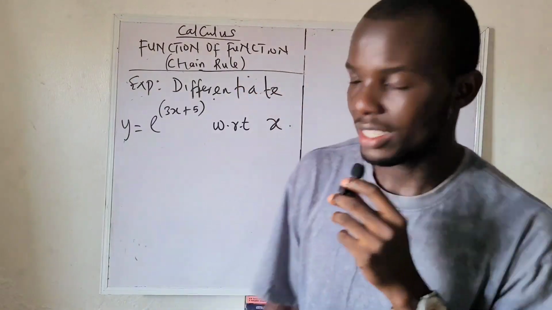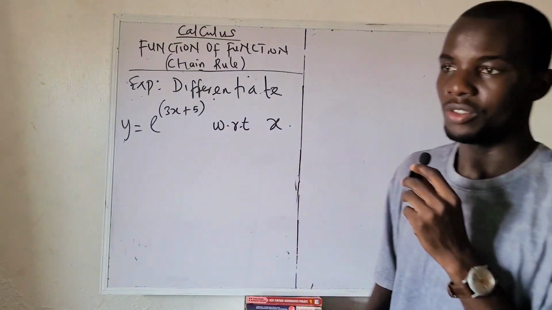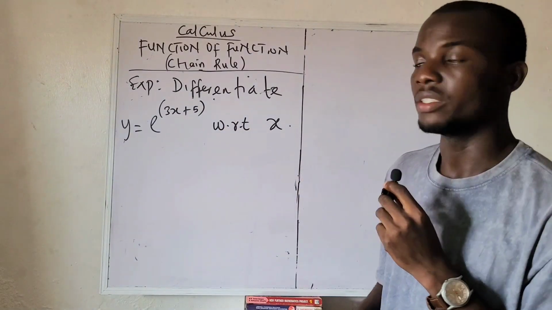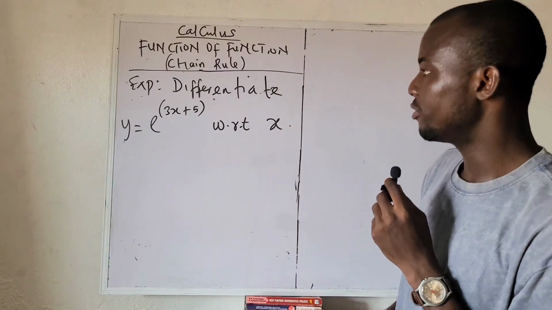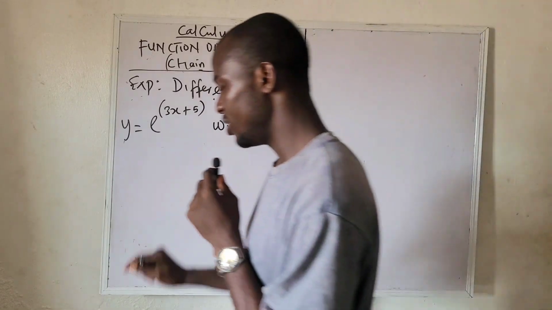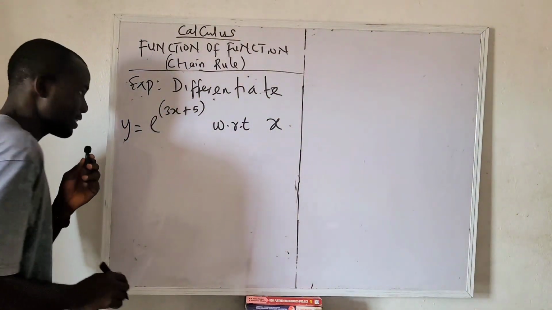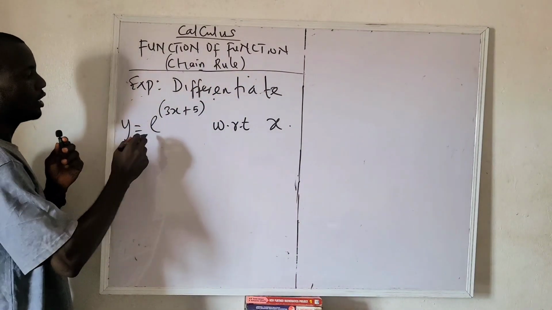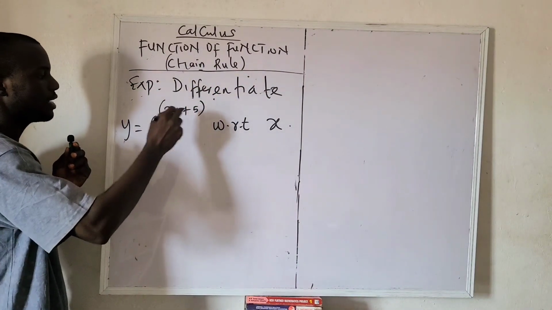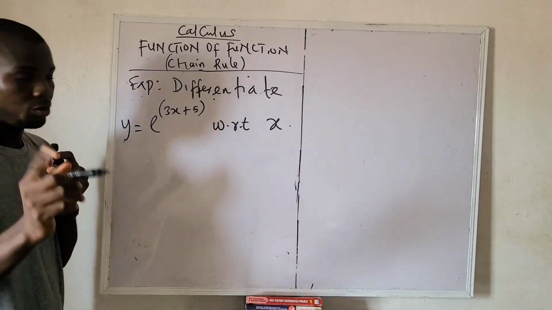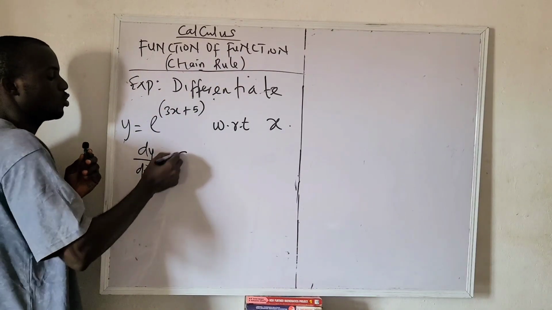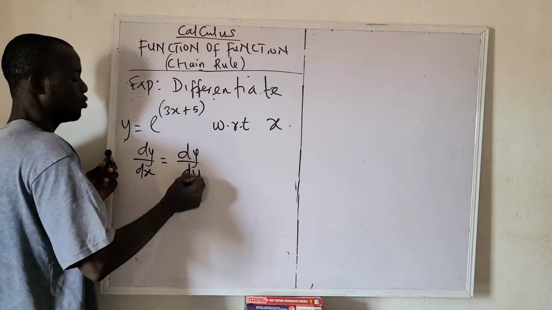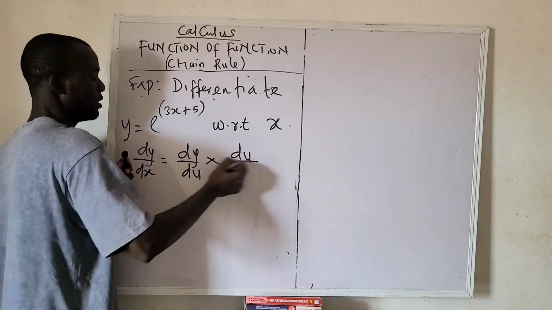Hello and welcome to this class. This is yet another question, and the last one for this series, that enables us to apply the chain rule under differentiation. So this is an exponential function of x. We are given y equal to e to the power of 3x plus 5. Remember, our dy over dx equals dy over du times du over dx.